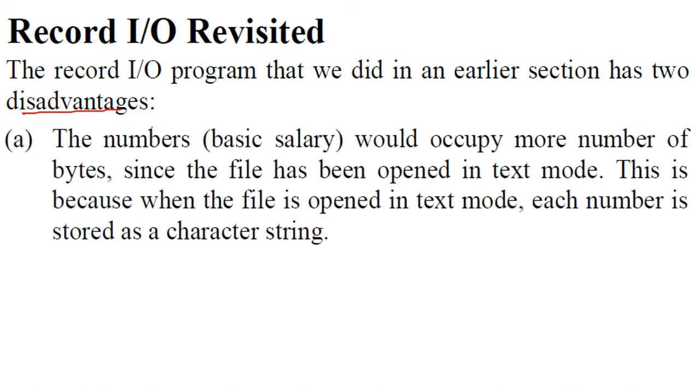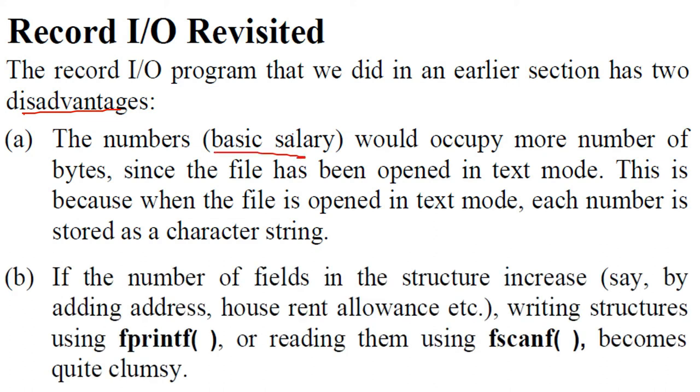The record input output program, we have already done that. That is, we have a structure. In that structure, we have made a variable, and depending upon that variable, we put or place the value from the keyboard in that file. We opened a file also, and then after that we read the record which we have entered using the reading of that file. So the number which we have used, say for example basic salary, it would occupy more number of bytes. Since the file has been opened in text mode, it will be simply one character by one character. So how many numbers are there, that many bytes are used.